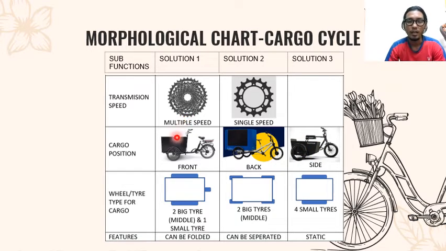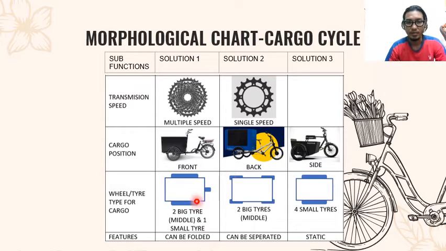And for the last subfunction, wheel tire for the cargo. For the first one, we have two big tires and a small tire. You can see this one is the small tire. And the second one we have two big tires. And for the last one, we have four small tires.